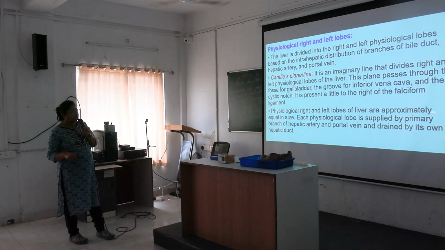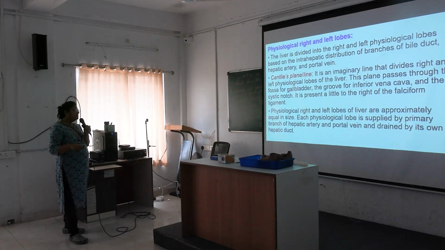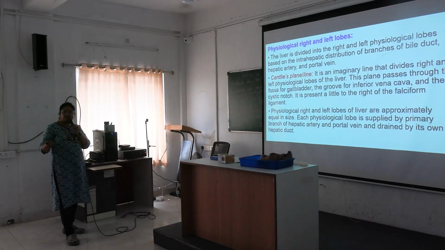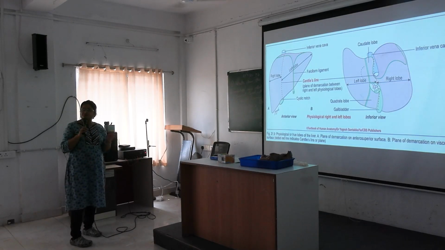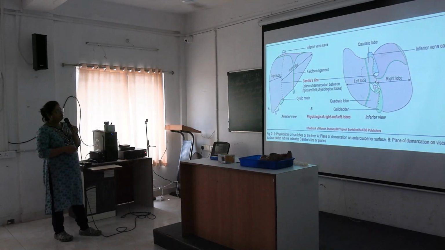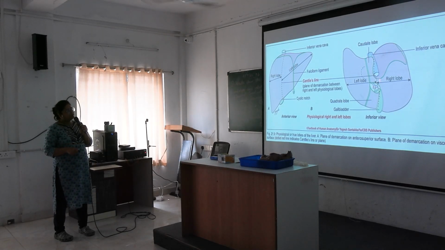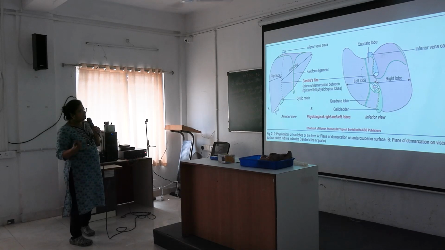Physiological right and left lobes are approximately of equal size, and each physiological lobe is supplied by a primary branch of the hepatic artery and portal vein and drained by its own hepatic veins. Physiological lobes are the functional lobes of the liver. So this is Cantlie's line, anteriorly passing lateral, towards the right of the attachment of the falciform ligament, and posteriorly passing through the fossa for gallbladder and groove for IVC, dividing the liver into two equal halves. So this is the physiological right and left lobe.